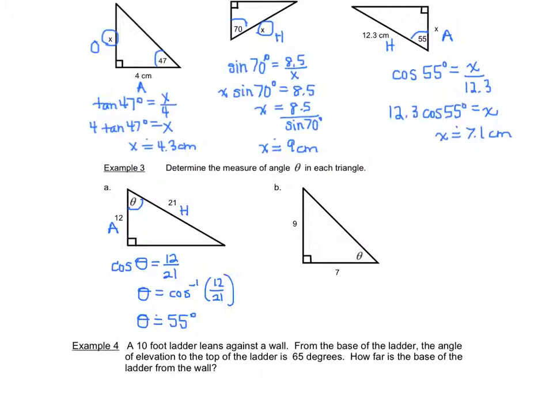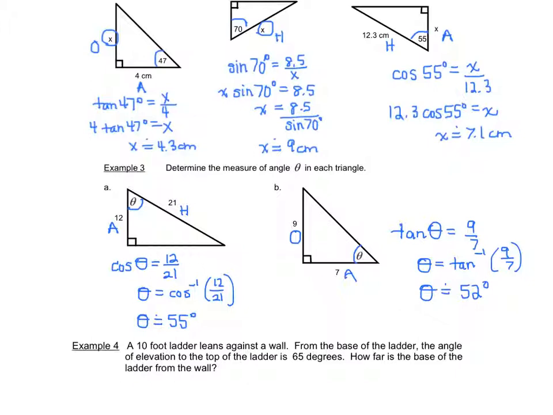Okay. Next example, we're looking for angle theta. With respect to angle theta, the sides labeled are the opposite and the adjacent, which tells me I'm going to use the tangent ratio. So we know that tan theta is equal to 9 over 7. Again, I need the inverse tan button this time. So theta is approximately 52 degrees.